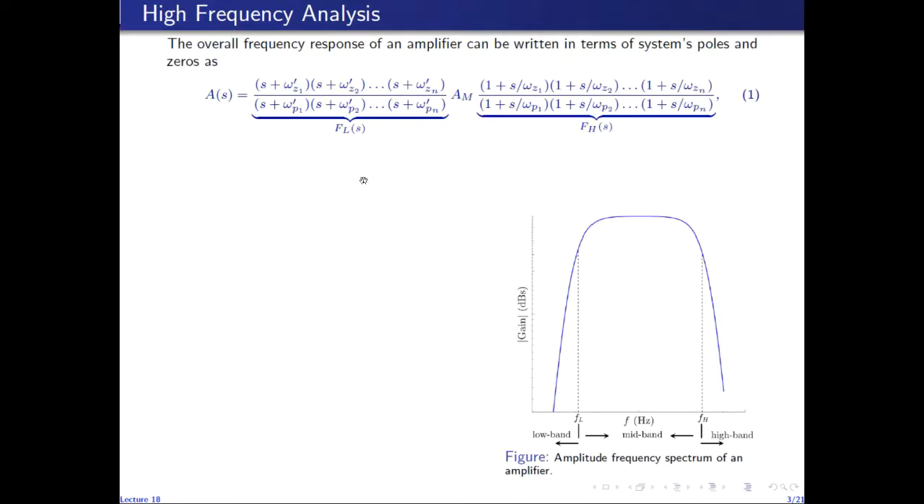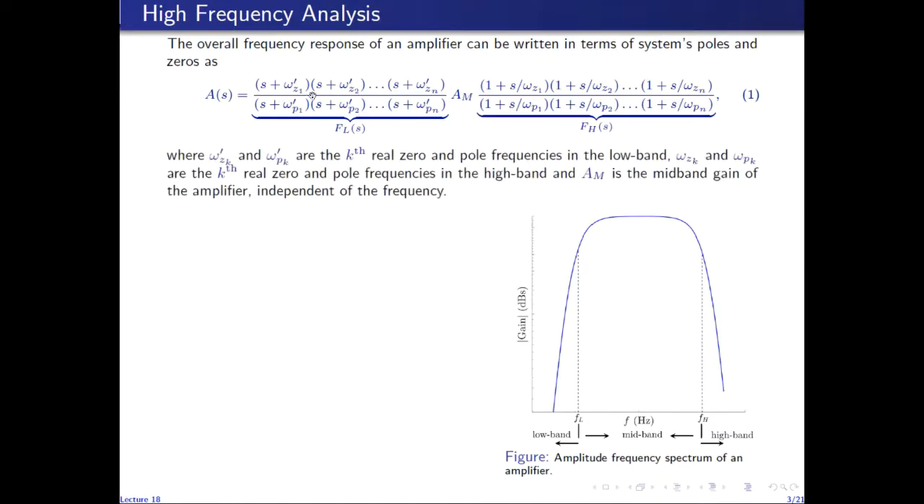On the lower side, in the low band, the gain decreases because of the effects of the coupling capacitors. And these effects are quantified by this factor, F subscript capital L of S, which is a function of an n degree polynomial in the numerator and an n degree polynomial in the denominator. So this has n zeros, which are represented by omega prime z, and n poles, which are represented by omega prime p. So omega prime zk and omega prime pk is the kth real zero and pole frequency in the low band, in this band of frequency of operation.